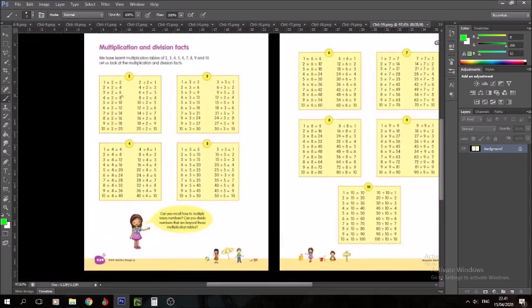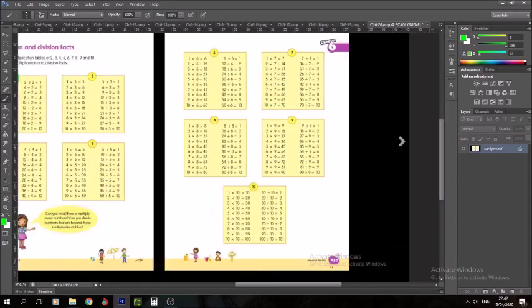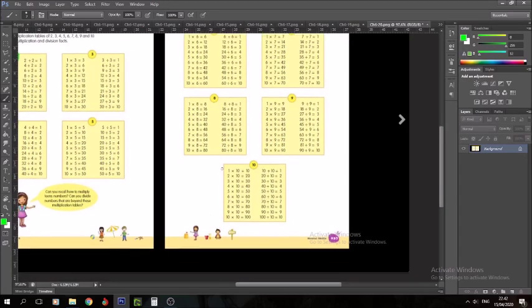This is a list to help you with the multiplication and division facts. Try to at least memorize the single-digit multiplication and division. The same on page 237. This table is to help you with the multiplication and division of single digits. And over here, the multiplication and division of tens.